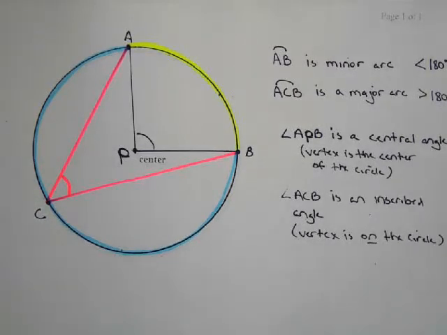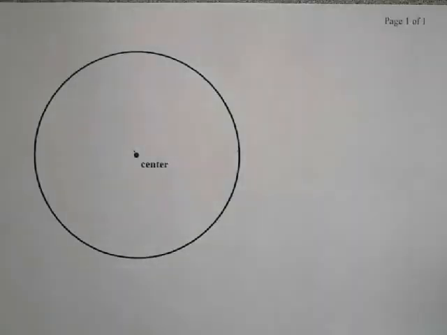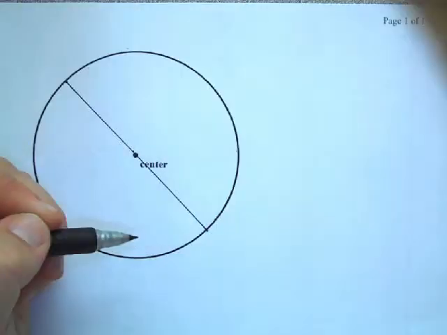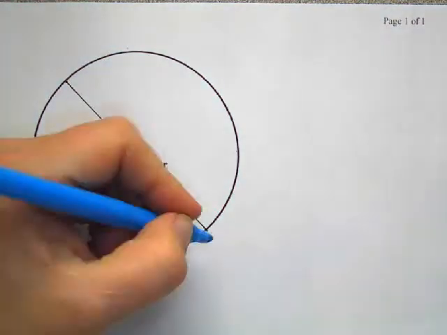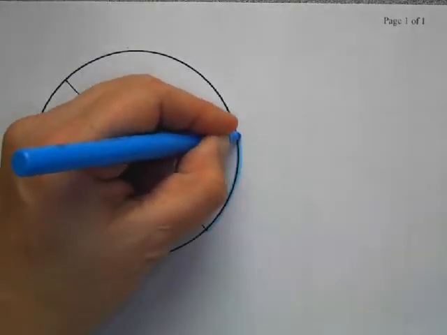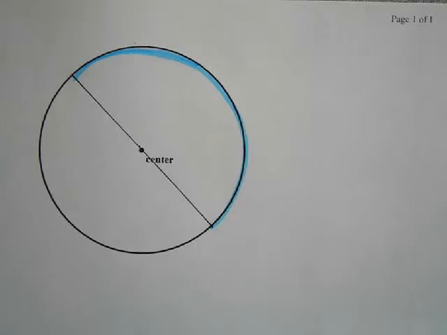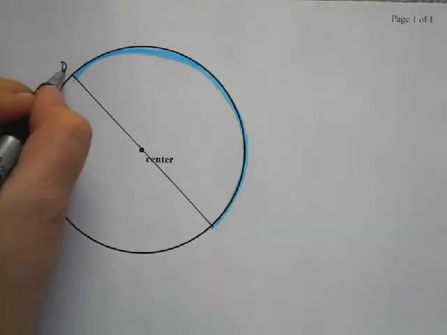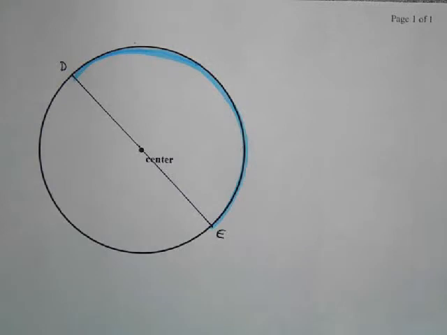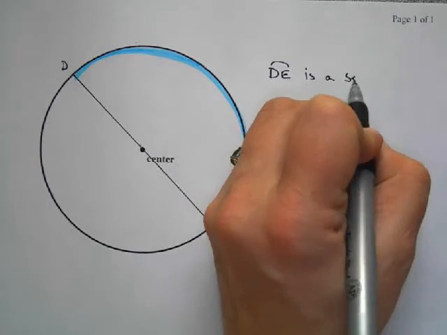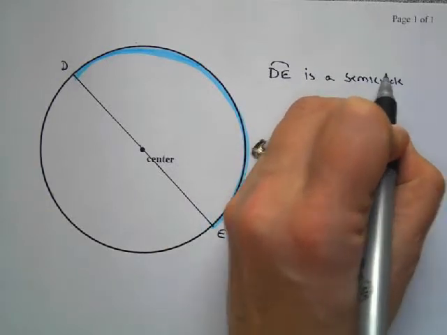And then one final piece. If we were to draw the diameter of your circle, and if we highlight just half of the circle, and we'll call these endpoints D and E. Arc DE is a semicircle. It equals 180.